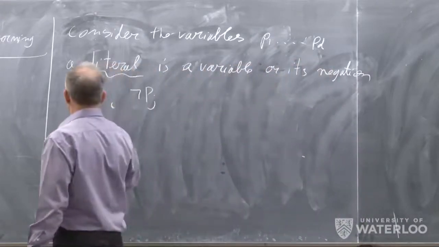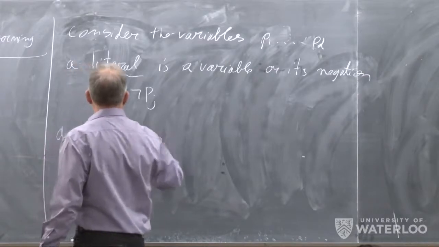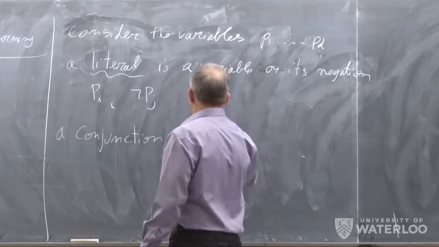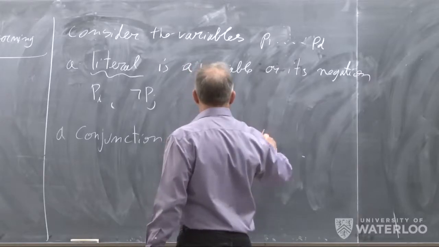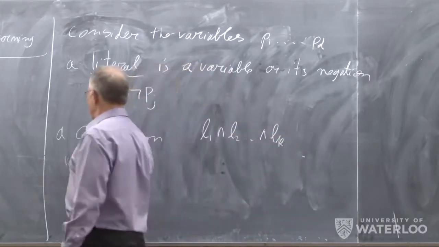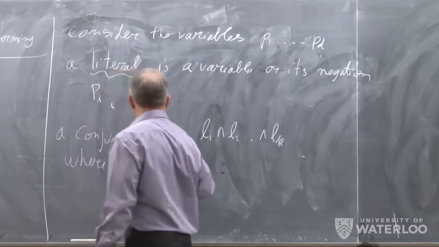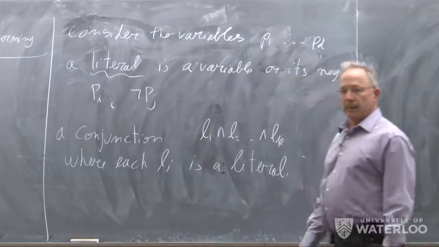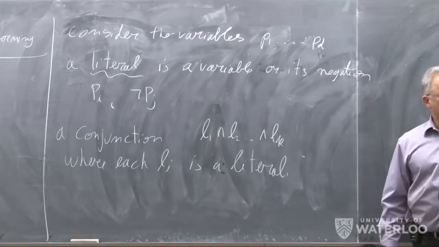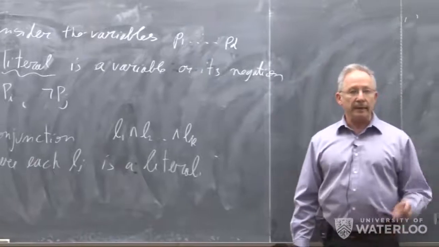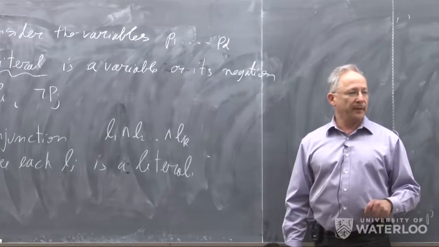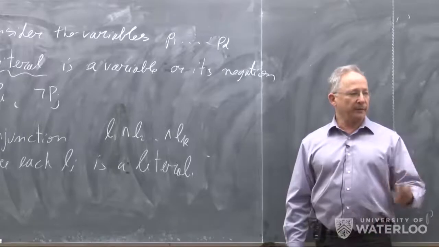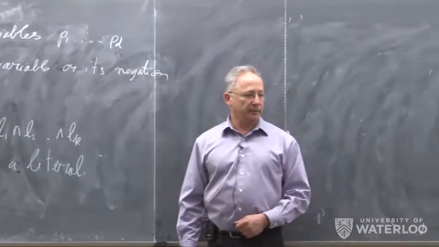So a conjunction is a formula of the form L1 and L2 and ... and LK, where each Li is a literal. Each variable generates two literals: itself and its negation.